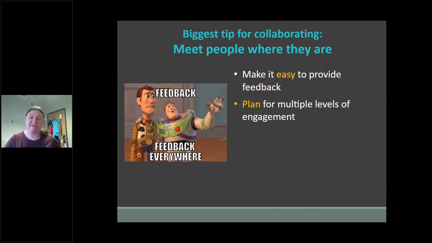Part of that has involved planning for multiple levels of engagement. Some people have been able to be on every phone call. Some people love reading long emails or documents and responding to them, and other people are only able to pop in every now and again. So we've tried to provide different ways for engaging all of these people because they all have valuable feedback.